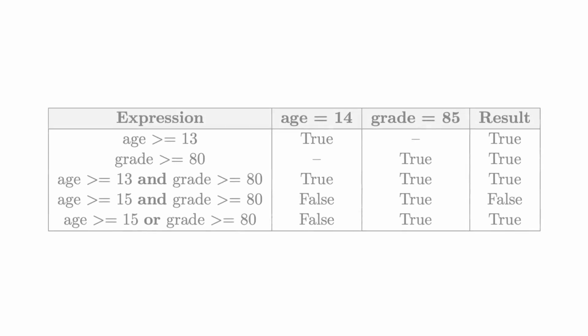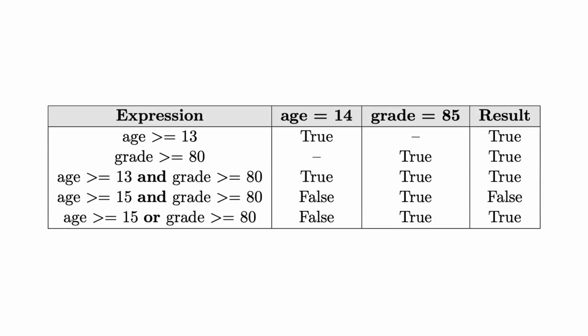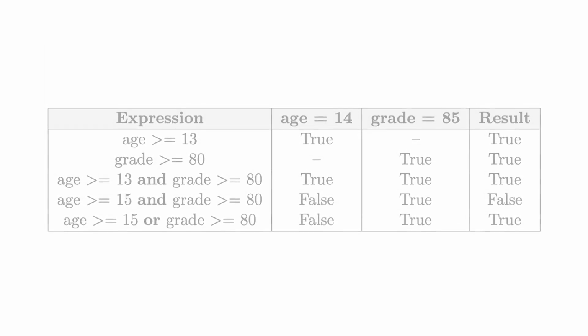Let's see how AND and OR actually work with this truth table. For AND, both conditions must be true to get true. True and true gives true, but anything else gives false. For or, any condition being true gives true. Only false or false gives false. It's like and is picky, but or is generous.